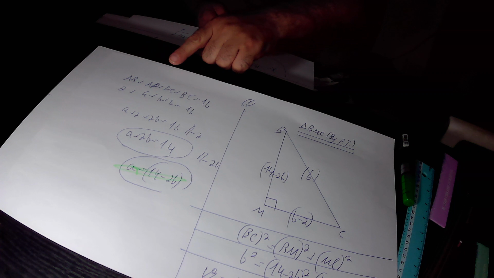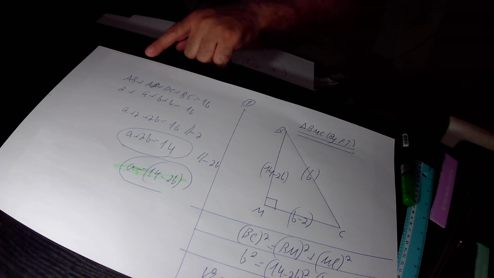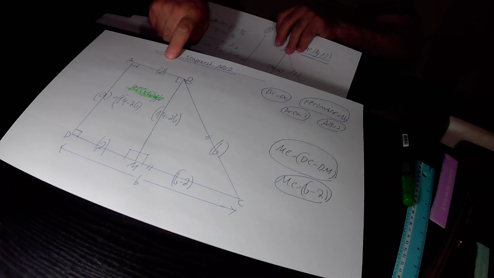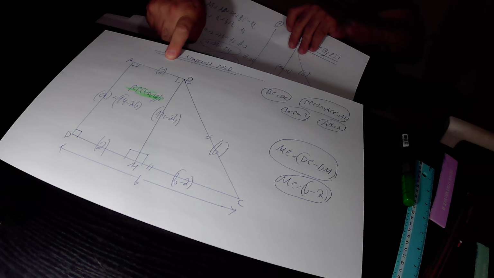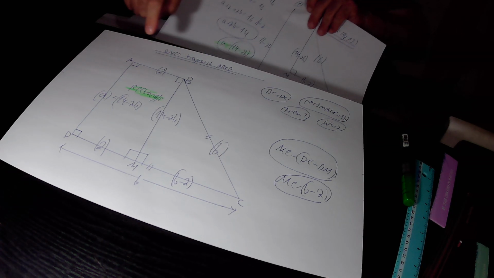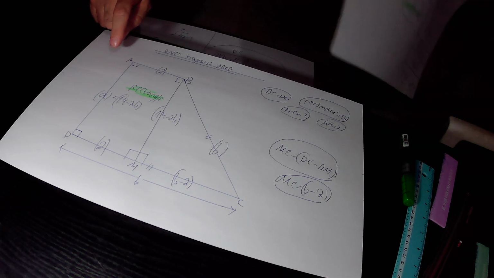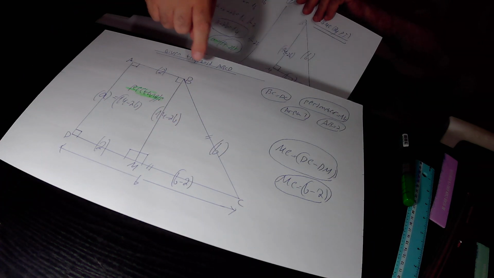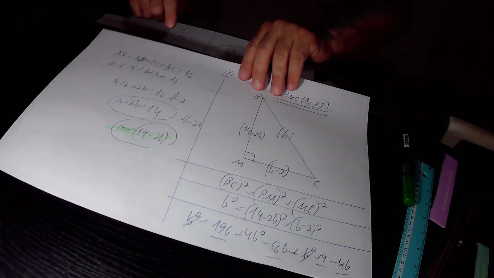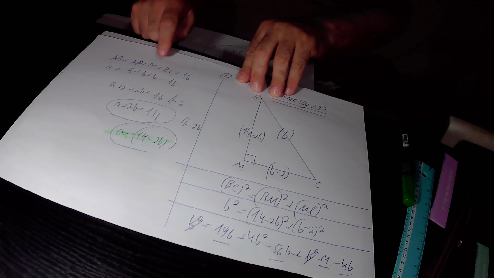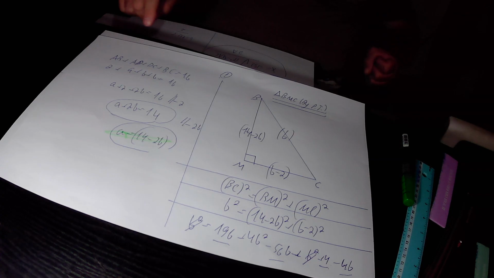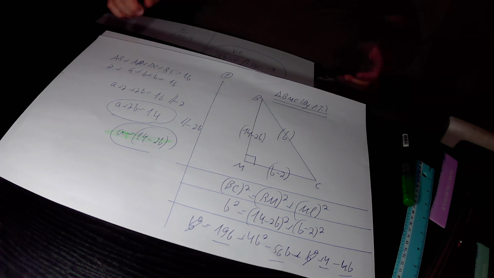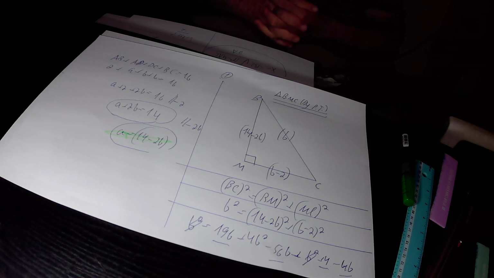AB equals 2 units in length according to what is given in the question. AD is A, DC is B, and BC is also B. So in total, I have found that 2 plus A plus B plus B equals 16. That is the perimeter of the trapezoid ABCD.